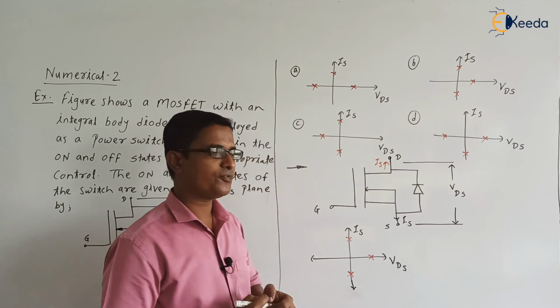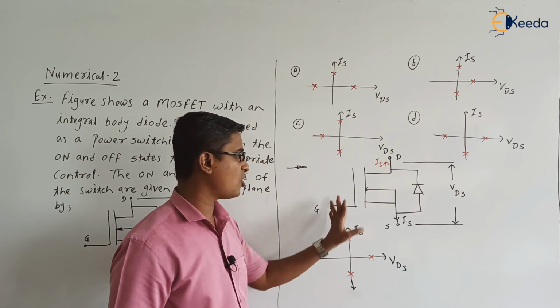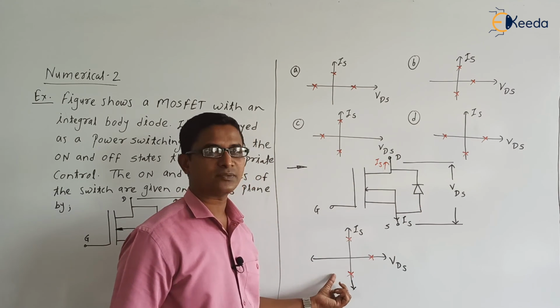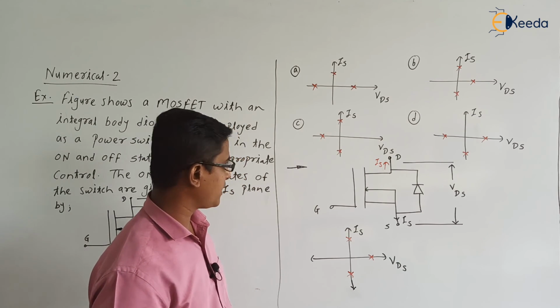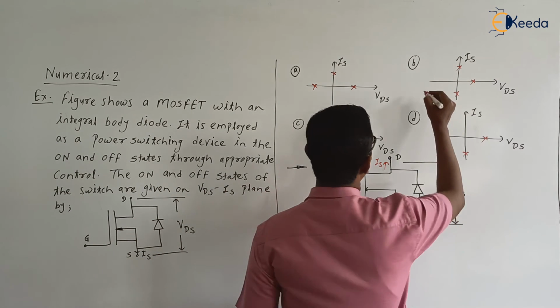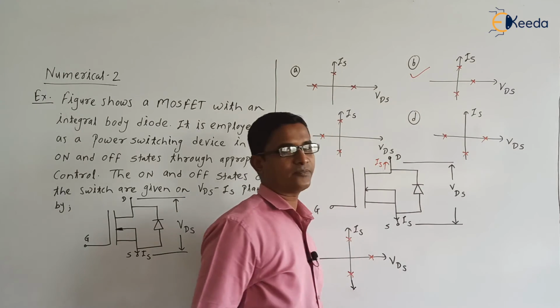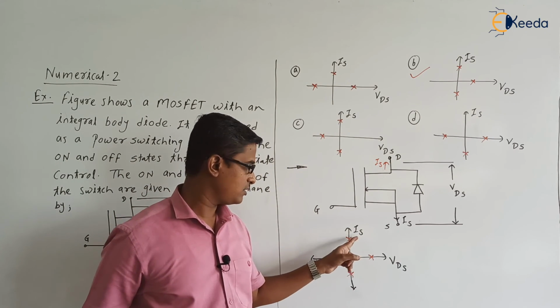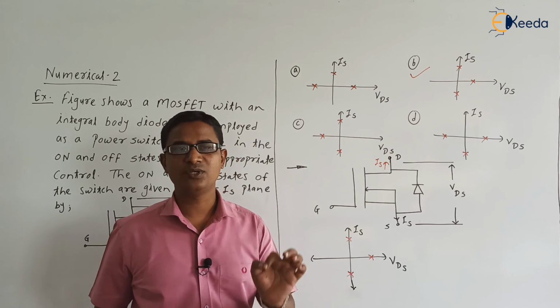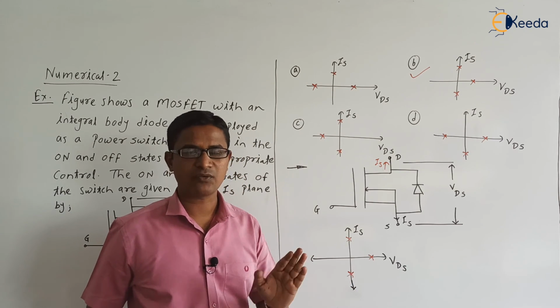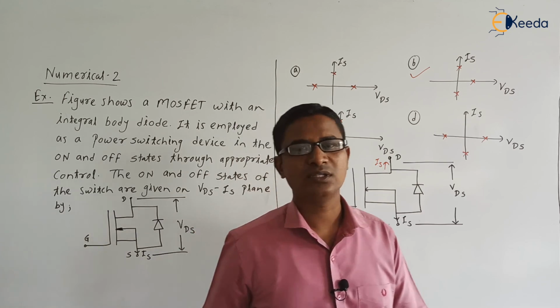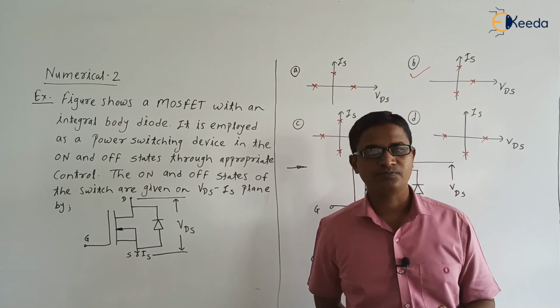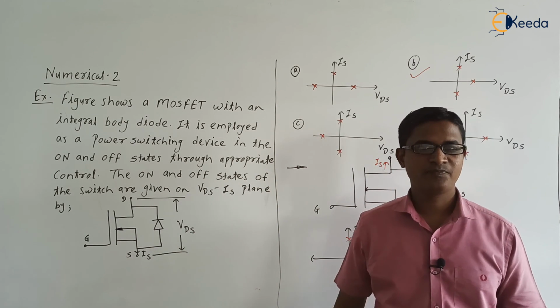So if you check the static characteristics of this switch combination, it is like this. So what is the correct answer? Correct answer is option B. Option B is the correct answer. Are you getting the point? So it is like a unipolar bidirectional switch combination. Are you getting the point? So this is about the numerical based on power MOSFET. Thank you.